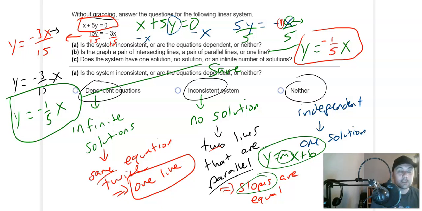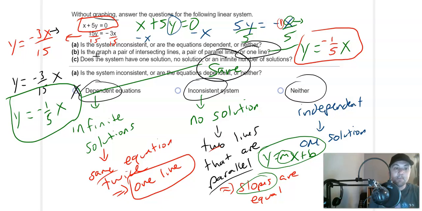And so the correct answer here is dependent. So we got the same equation twice. This will be dependent. So for part B, is the graph a pair of intersecting lines? That would be independent. You get one solution from that. A pair of parallel lines would be inconsistent because with parallel lines you would have no solution. Or is it just one line? In this case, it's just one line because we got the same equation twice. That's just going to give me one line when I graph both of them. It'll give me the same line twice.